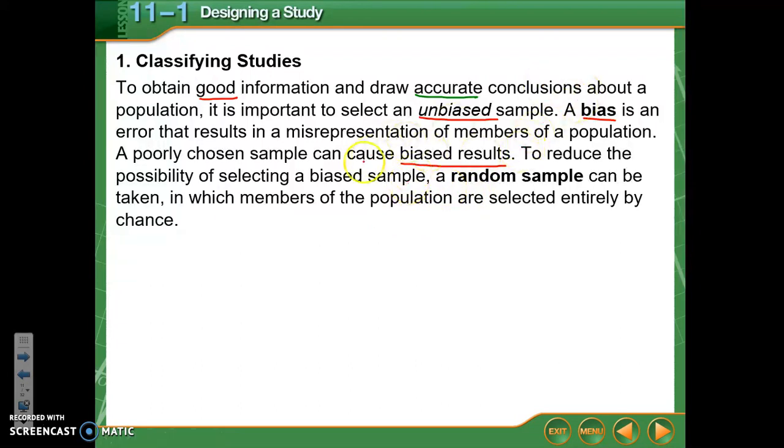To reduce getting a biased sample, we often do something that's called a random sample, where I select people by chance. So I'm randomly selecting people to make sure that I get a wide variety and a wide range of opinions, or that I'm representing every part of my sample well. What we don't want to do is misrepresent a population by having a biased sample in our study.